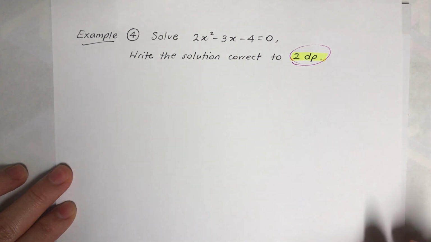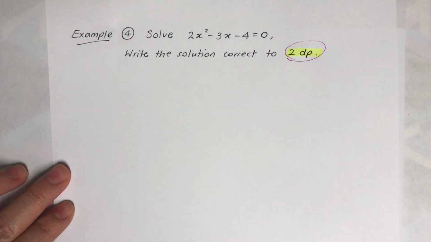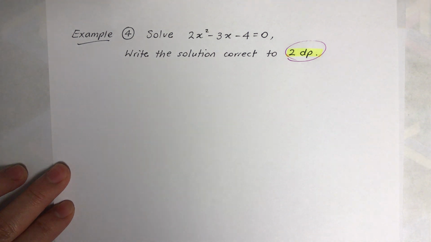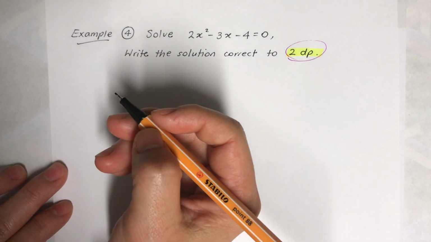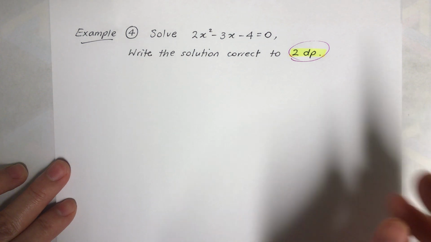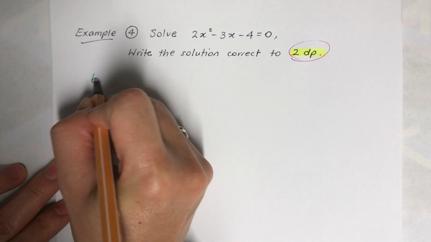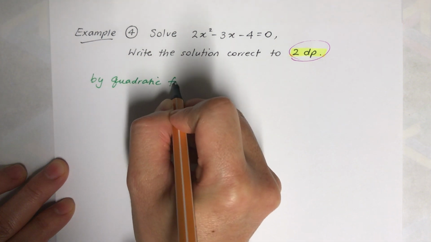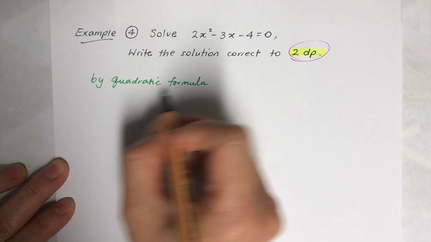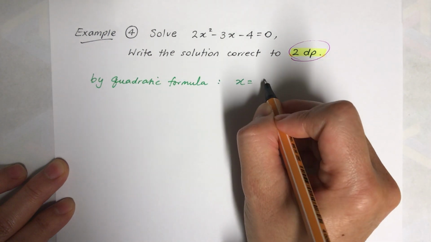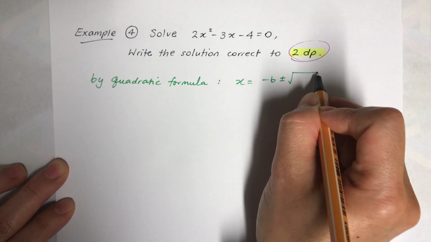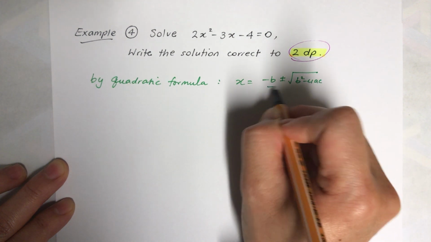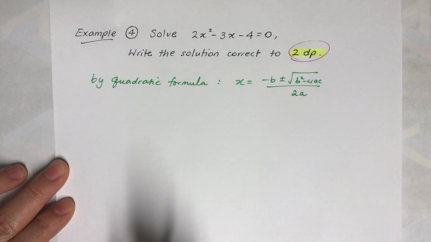Now, there's a couple of ways of doing this. I mean, the obvious one is by completing the square, but you can also do it by using the quadratic formula. Okay, so I'm going to show you both. So first, the easier way is just the quadratic formula. Do you remember the quadratic formula? x equals minus b plus minus square root of b squared minus 4ac, over 2a. Okay, so I'm going to do that.